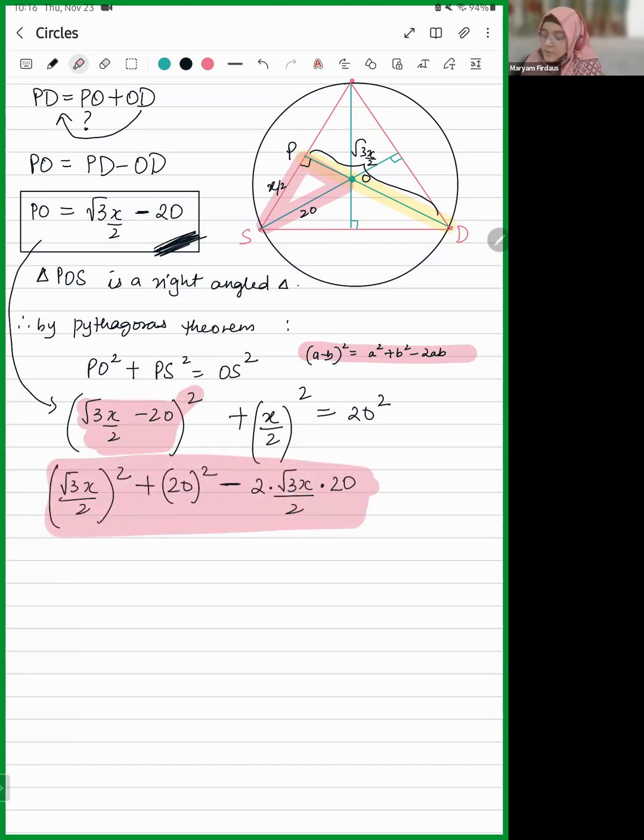Okay. Next we have (x by 2) whole square. So (x by 2) whole square is nothing but x square by 4 is equal to 20 square, which is 400. Till here, is it clear?